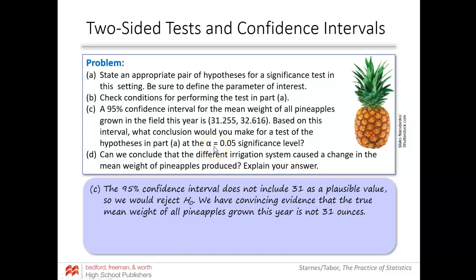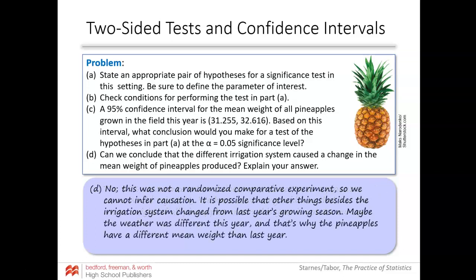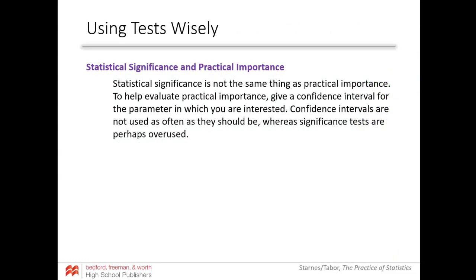And then part D: can we conclude that the different irrigation system caused a change in the mean weight of the pineapples? Explain your answer. And this is unfortunately a no. This was not a comparative experiment. There are a lot of things that could have affected the mean weight of pineapples this year, and it might not have had anything to do with the irrigation system. It could have been the weather, the soil, bad farming techniques, all sorts of things. Again, I don't even pretend to know how to farm pineapples. Because we basically just did a study of sorts, this was not a comparative experiment, so we can't make that conclusion.